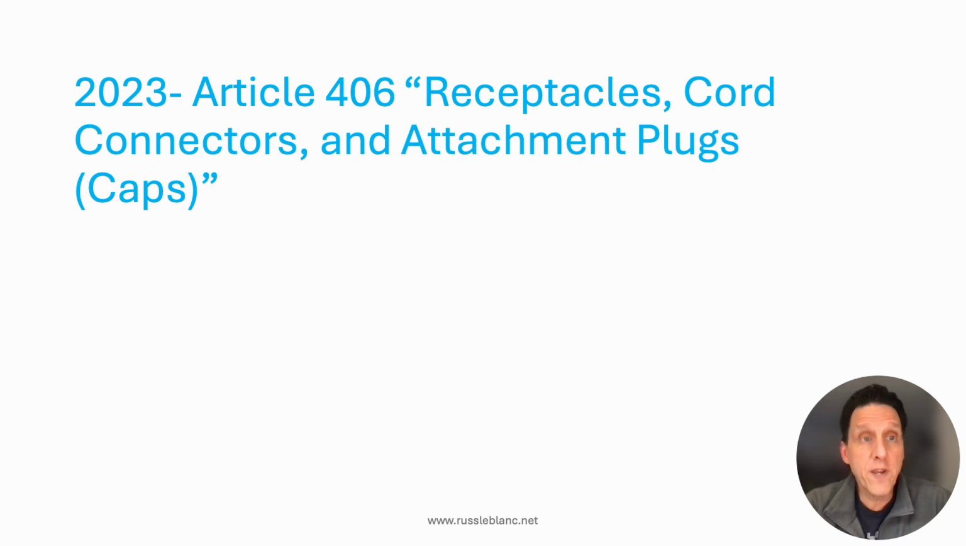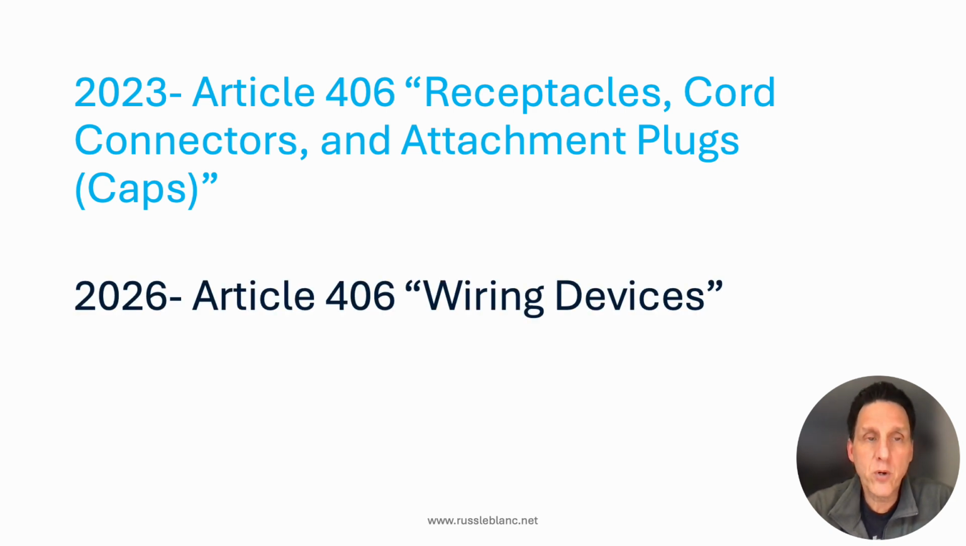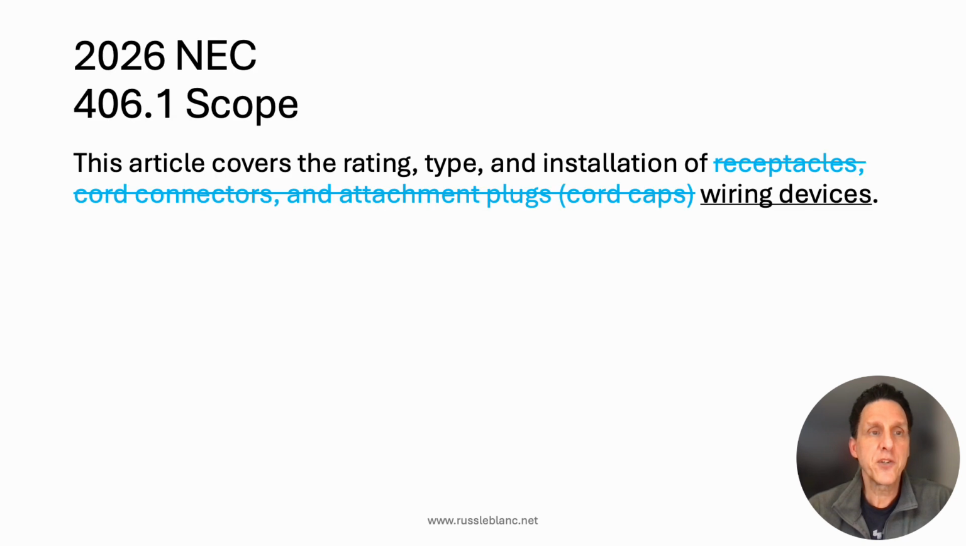So in 2023, this is what was covered by Article 406. The title was Receptacles, Cord Connectors, and Attachment Plugs, or Caps. For 2026, some major revisions happen here as well as in 404. This is what 406 is going to cover for 2026: wiring devices. That's the new definition, and we're going to get rid of the other wording. The scope is also going to be revised to align with this new definition.